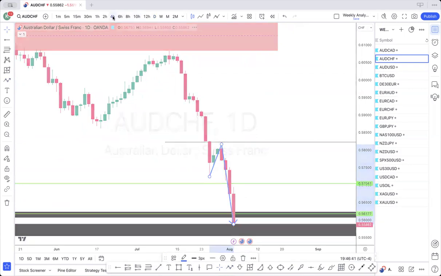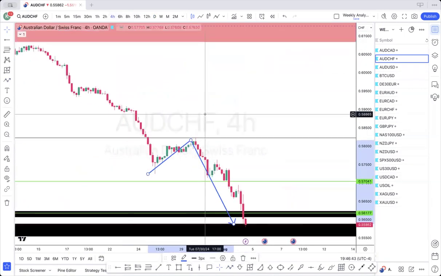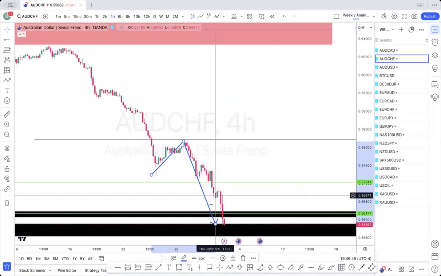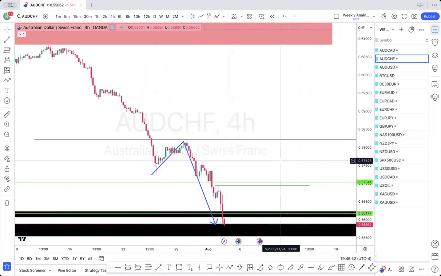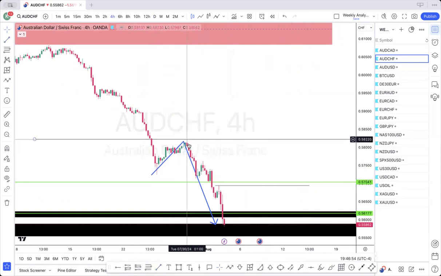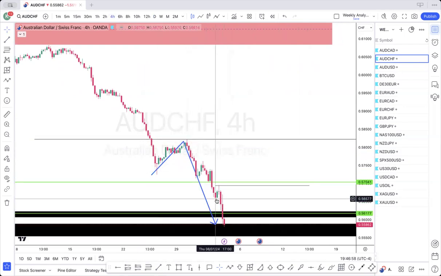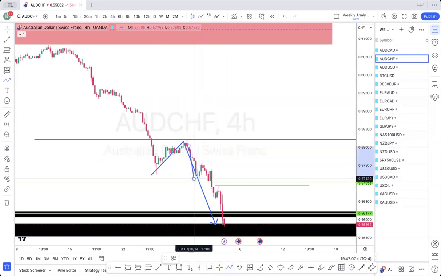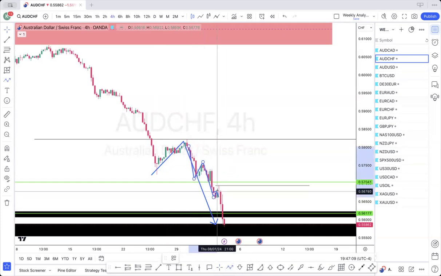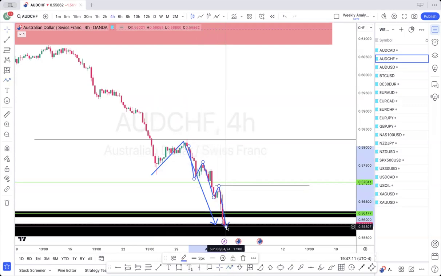Let's go down to the 4 hours, see if we find a 4-hour swing high. The 4-hour swing high is here. But this is still the higher time frame structure. So within that daily swing high, you have these internal structures, which are here, here, here, here, here, and here.